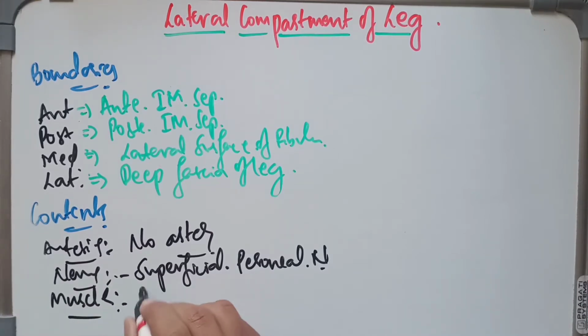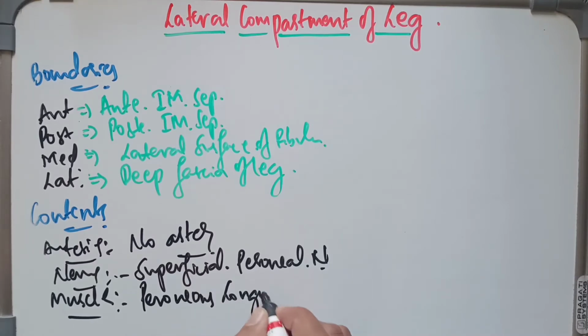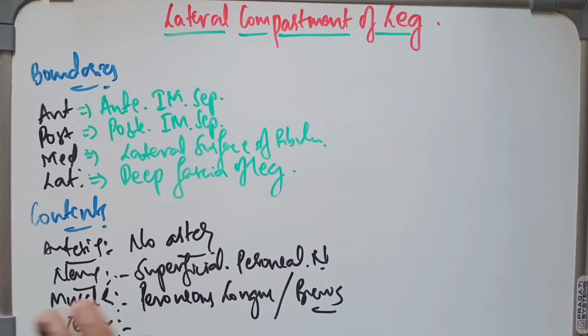And what about the muscles that we have in the lateral compartment of the leg? We have two different muscles: the peroneus longus as well as peroneus brevis. And finally, we have veins. And what are the veins we have? Actually these are small unnamed veins, and they drain into the short saphenous vein.